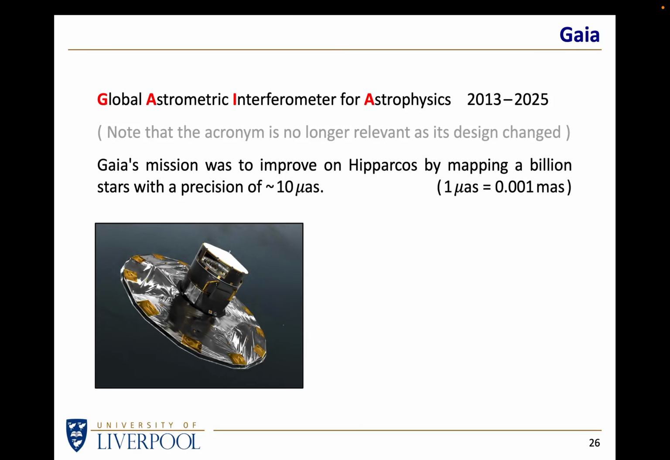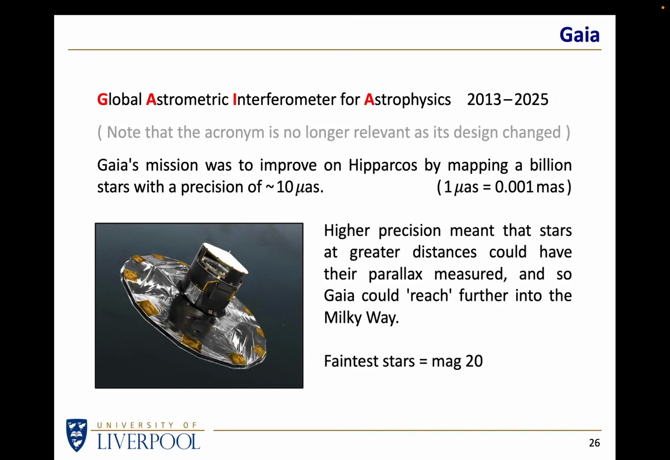Gaia's mission was to improve on Hipparchus by mapping not 100,000 stars, but nominally 1 billion stars, and not with milliarc second precision, but with tens of microarc second precision. So now we're talking about really silly numbers in terms of the precision with which Gaia was tasked to measure the positions of stars. Higher precision means we can see movements of stars at a much greater distance, and so we have a much greater reach into the Milky Way, and hopefully we can sample a lot more stars in the Milky Way.